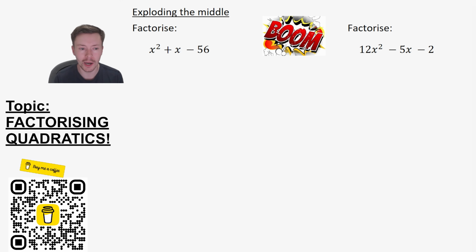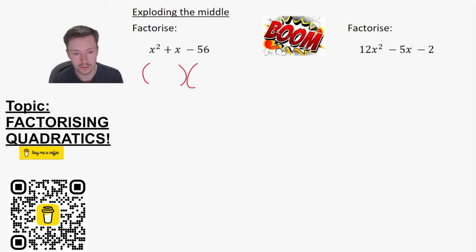I'm going to go through how we would factorise this. Because we've got all three terms here, we're going to expect that we're going to use two brackets. Okay, and we're going to have an x at the front of both of these. And then I want to think about what would multiply to give me negative 56. They're going to have to multiply to give me negative 56 and add to give me 1x, because if there's not a number there in front of your variable, then that means it's just 1. So we need numbers that multiply to give negative 56 and add to give 1.